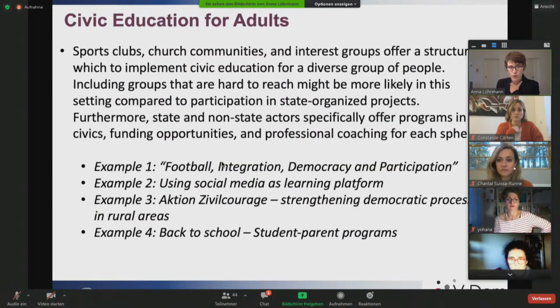But what I want to talk about for the last 2 minutes is that from my perspective, the key really is that we beef up civic education for adults in sports clubs and church communities and interest groups. So where we really can try to find the right messenger to reach those groups that might be vulnerable to illiberal ideas, that might be on the fringe of these kinds of groups. We've summarized several examples in this guide. We will talk later in this workshop about some more. So this is really key, I think, to emphasize this more.